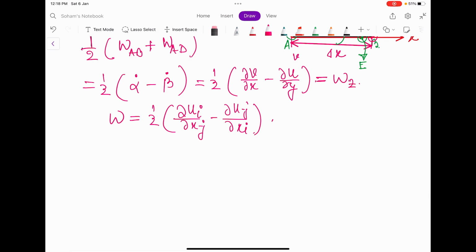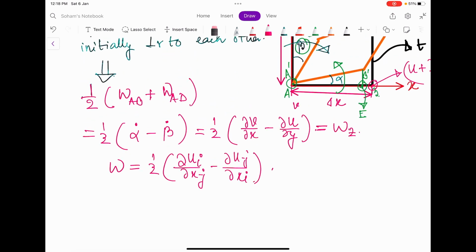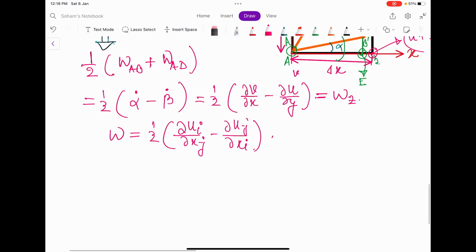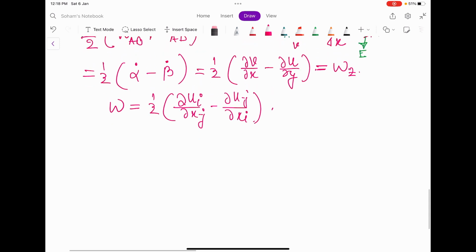Now you can make an argument that I could have written beta dot minus alpha dot. Yes, you can. This just depends on your choice of the reference frame. If I have taken the sense of rotation of AB as positive, then I have to take the sense of rotation of AD as negative. You can take the vice versa case also, but the magnitude will remain the same.